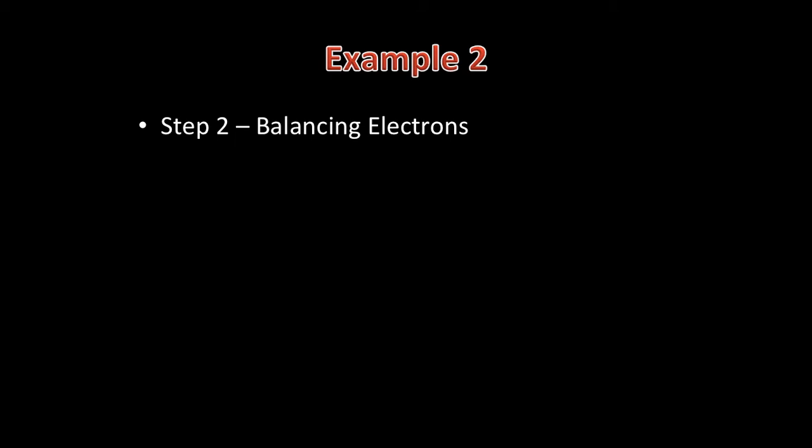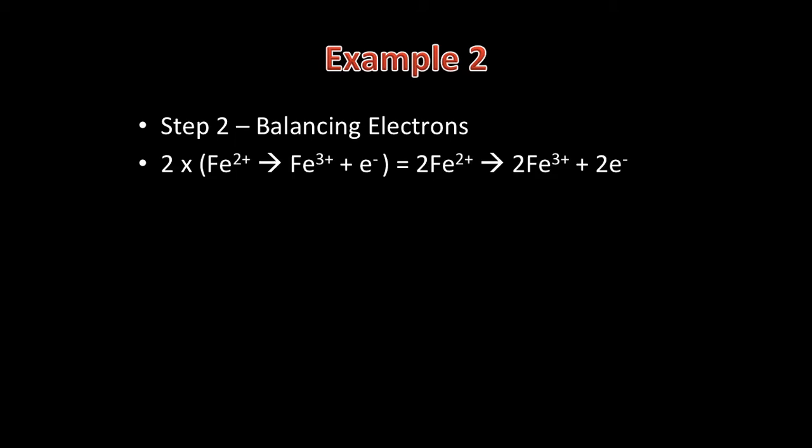Step 2 is balancing electrons. In the first half equation, Cl2 reacts to form 2 chloride ions. 2 electrons are gained, and in the second equation, Fe2+ is losing only 1 electron to go to Fe3+. To balance electrons, we therefore need to multiply the second half equation by 2. So we have 2 Fe2+ reacting to form 2 Fe3+ plus 2 electrons.